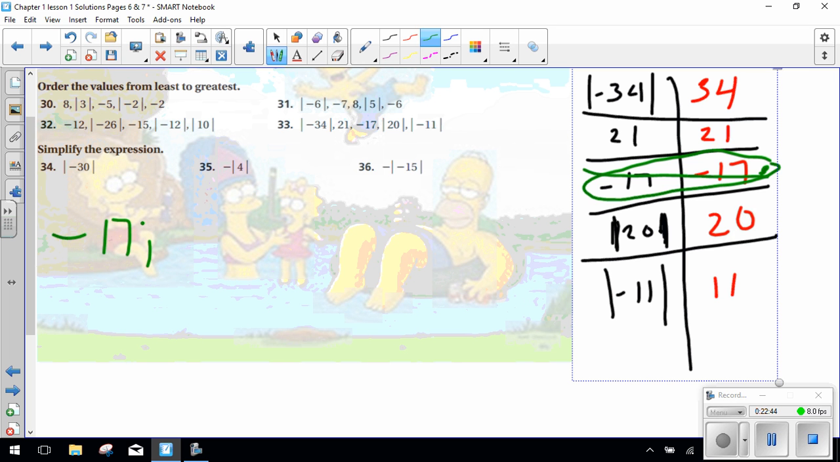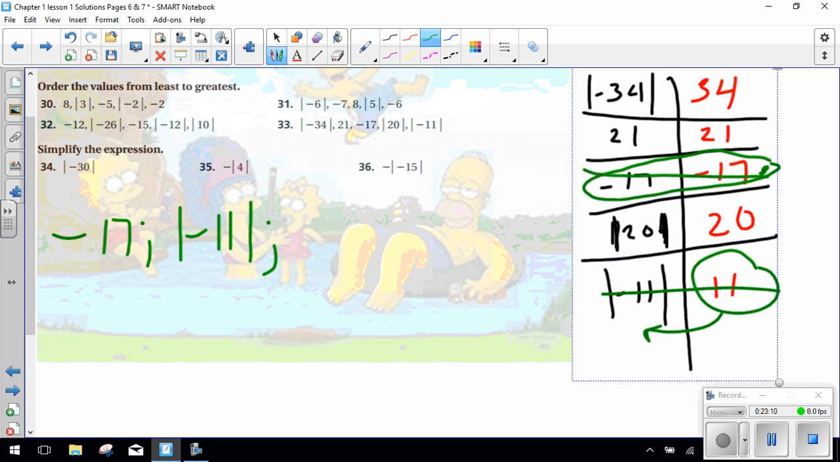Cross it out. Now take a look at your reds. Remember, on a number line, once we finish with the negatives, we go towards 0. And then we go to our positives. So from 0, who comes next? 34, 21, 20, or 11? Okay, hopefully you are saying 11, and its original number was the absolute value of negative 11. So let's cross that out.